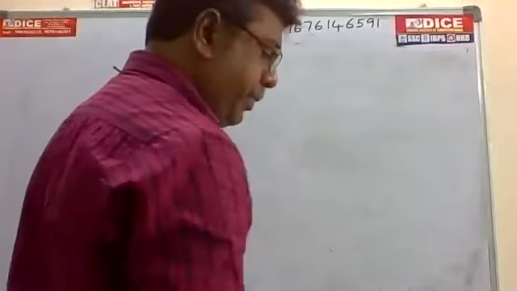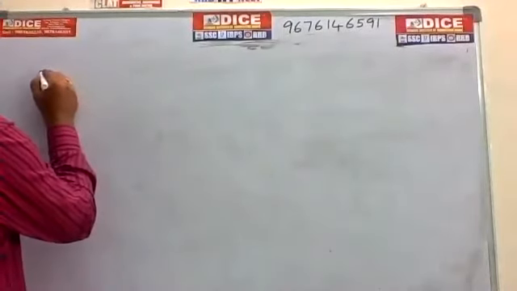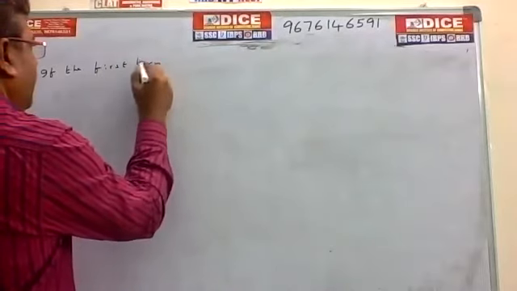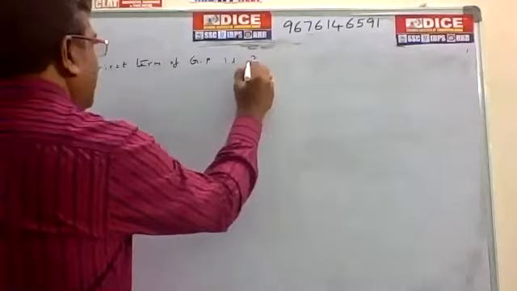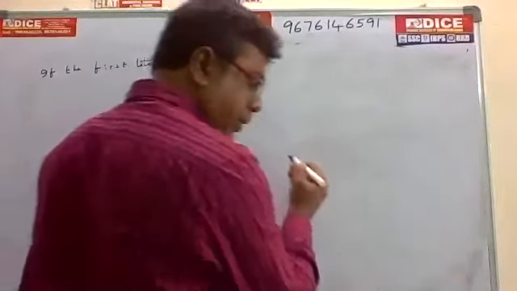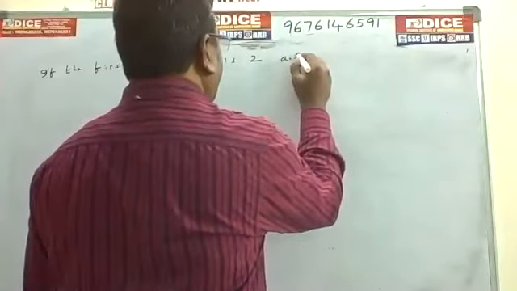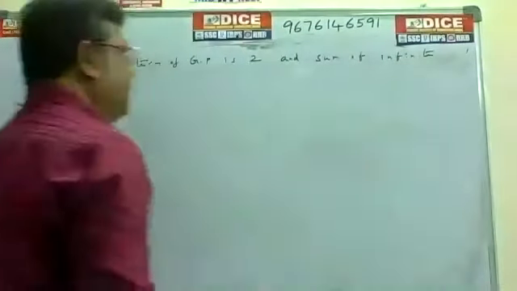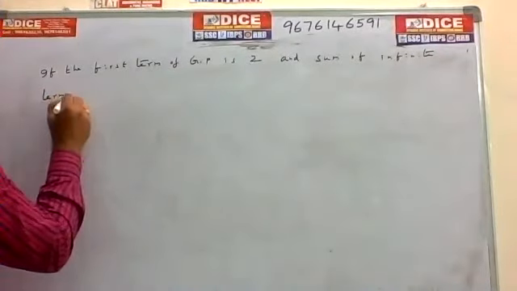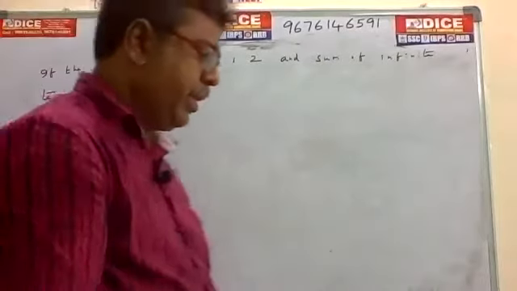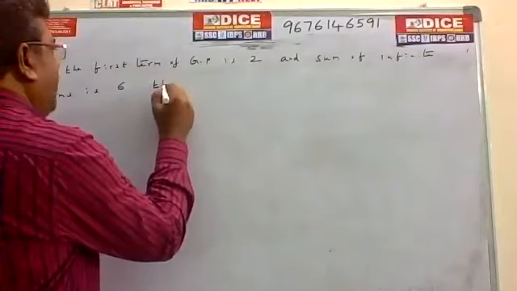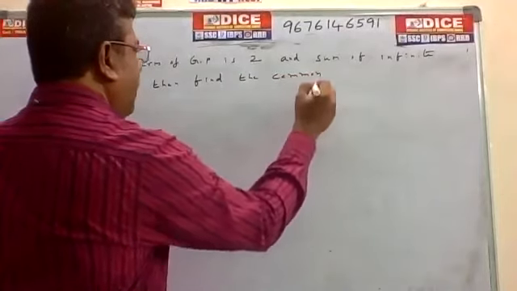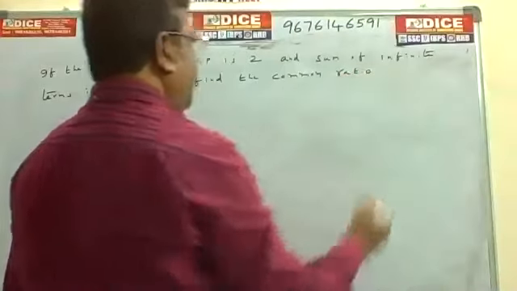Next one. If the first term of a GP is 2 and the sum of infinite terms is 6, then find the common ratio.